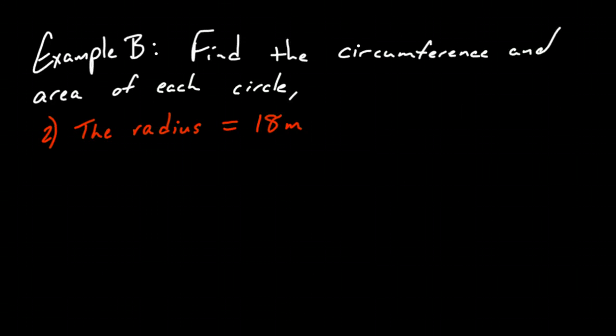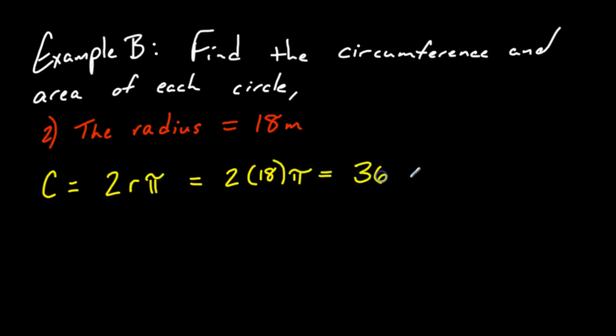All right, find the circumference and area if the radius is 18. Well, circumference equals, we're going to use the radius version this time, 2r pi. So that's going to be 2 times your radius, which is 18, times pi, which means it's just 36 pi. The unit is meters. So circumference, the perimeter around it, is 36 pi meters.